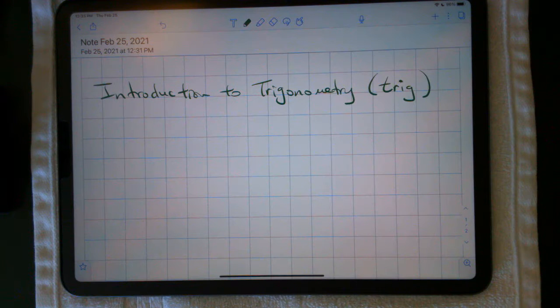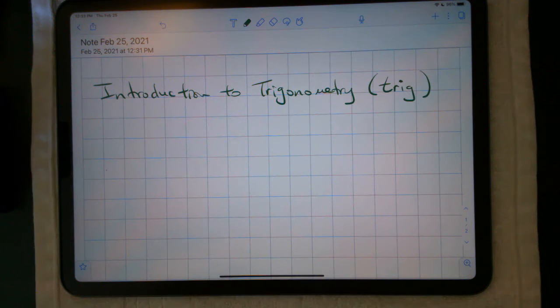So this is my little introduction to trigonometry. Trigonometry is commonly just called trig for short. And of all of the math subjects, trigonometry is my favorite. I love Triggy-Wiggy. I think it's really interesting.